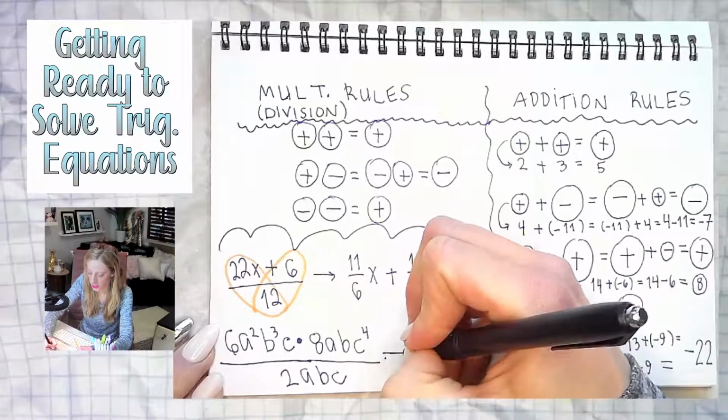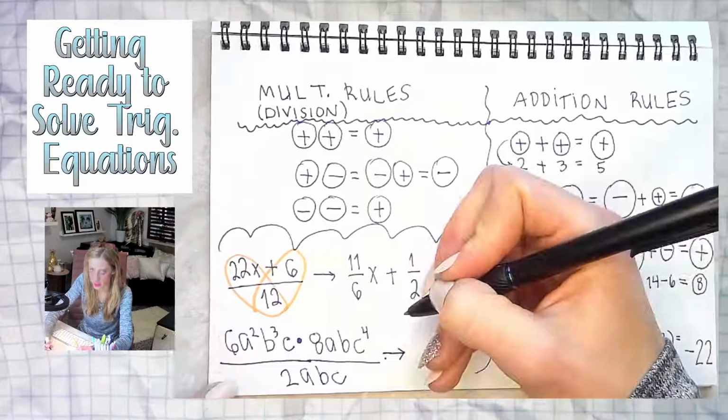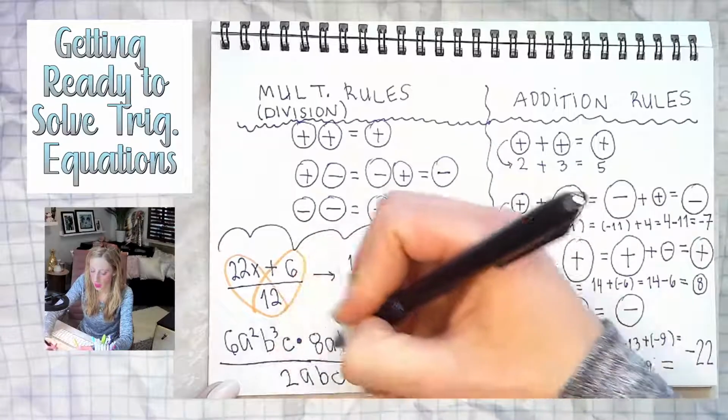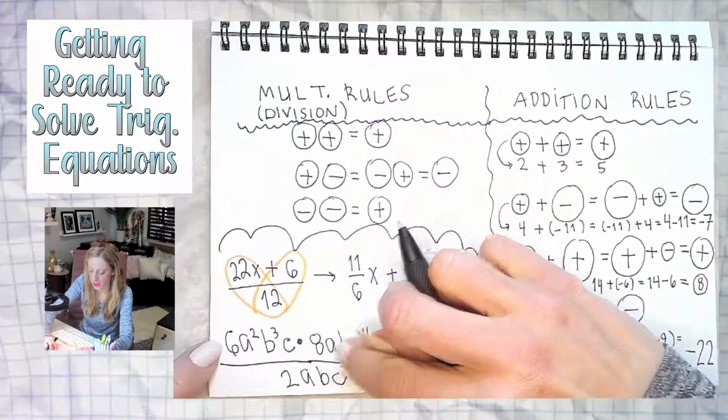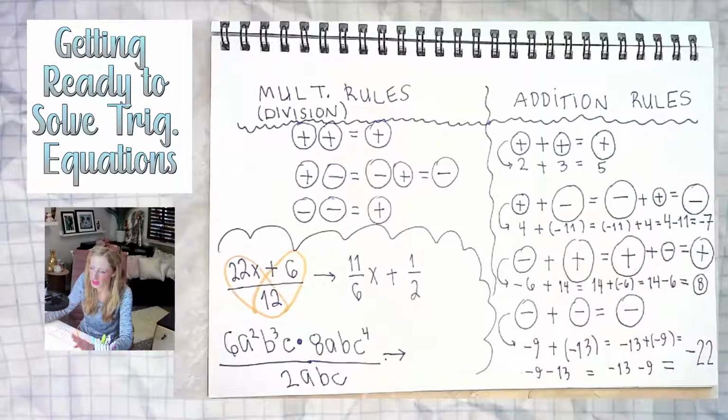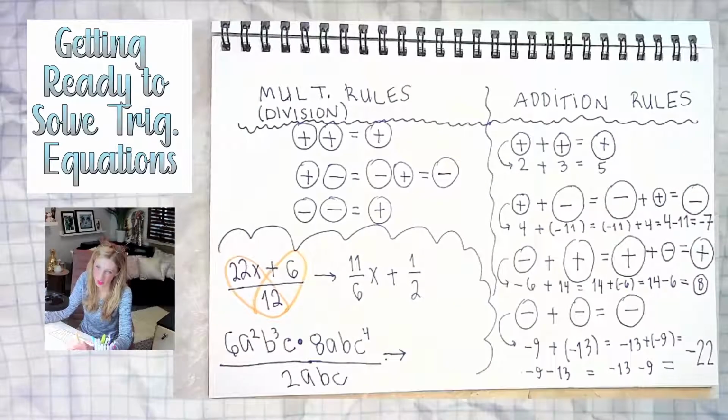If I want to reduce or simplify this one, what do you think you will be left with in your numerator? And just be careful. I expect people to make a mistake here. Maybe you will, maybe you won't. But what will I get in my numerator?